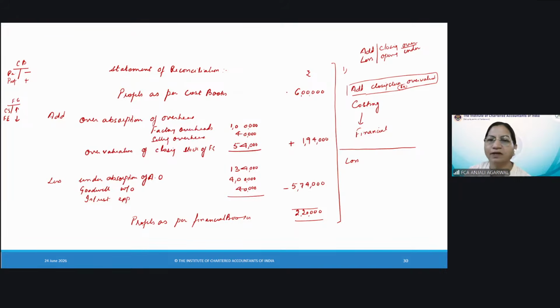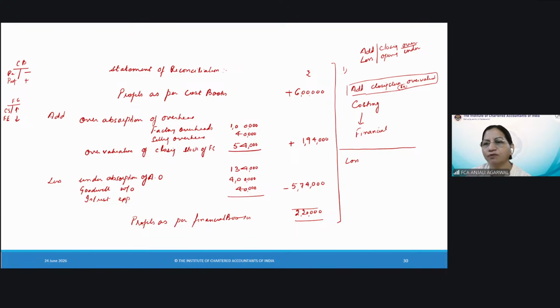But instead of that, if I write here minus 6 lakh, let's say it was a loss of minus 6 lakh, then it will remain the same. Whatever I'm supposed to add, I'll add, and whatever I'm supposed to subtract, I'll still subtract. So instead of reversing, adding and lessing, just remember going from costing to financial, if it is profit, plus 6 lakh, if it is loss, minus 6 lakh. That's it. Whatever items I'm telling you to add, they will still be added. Whatever items are to be subtracted, they'll still be subtracted. And this is when you're going from costing to financial.